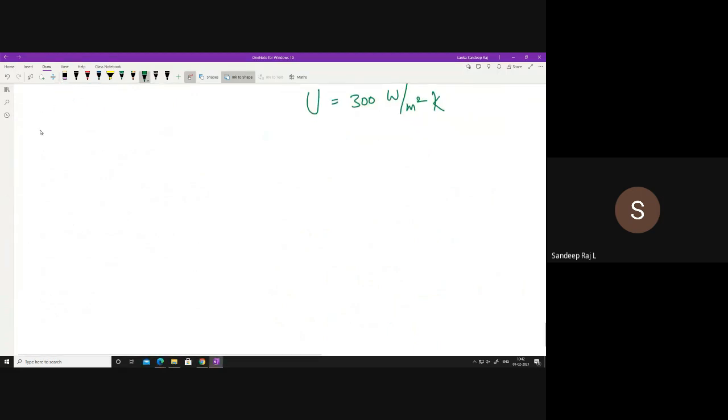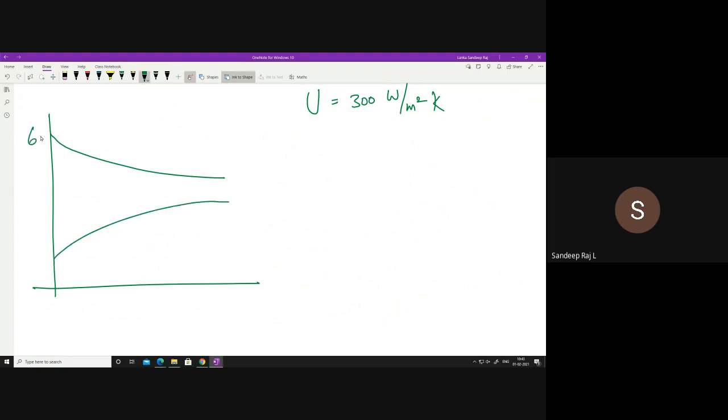So what to do next? You can draw this temperature profile here. The hot fluid will be like this for a parallel flow, and the cold fluid is this one. On this side you have 60, on this side you have 30, on this side you have 20, on this side you have 26. If I write these values here, they should make sense. 60 is reducing to 30, that's correct. 20 is increasing to 26, that's correct. And your 26 should be less than your 30. That is also making sense here. So overall, it is making sense.